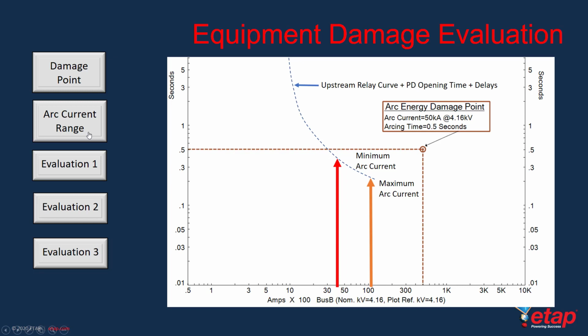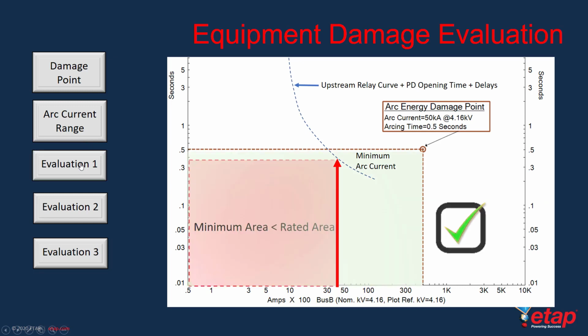Once we have determined these minimum and maximum arc current values, we can proceed to perform the evaluation over the range of the current. The first evaluation at the minimum combination of arc current and time shows that the area of energy released by the arc for that combination of current and time results in an area which is smaller than the area of the equipment rating. This is considered a pass for this evaluation point.